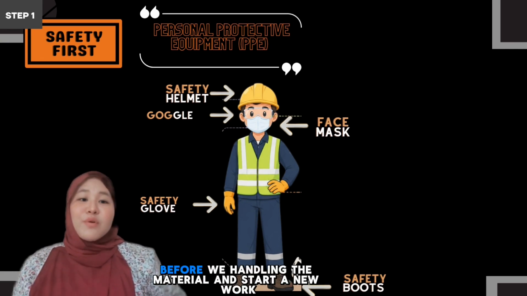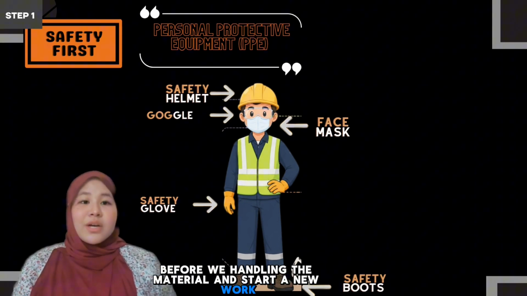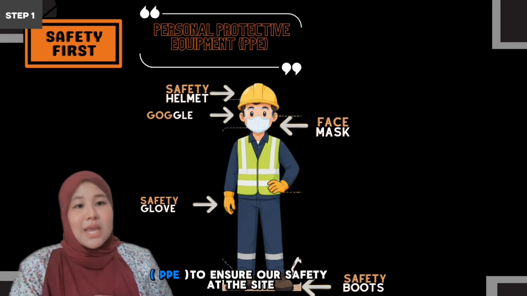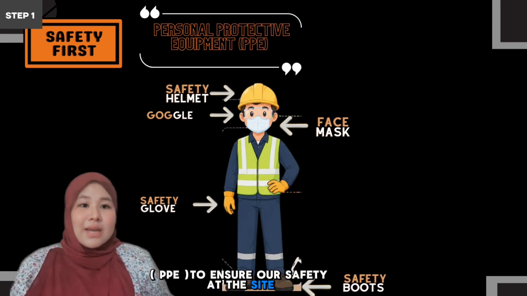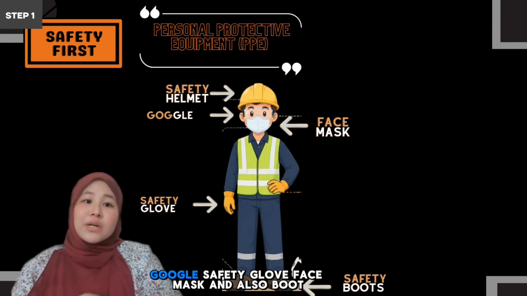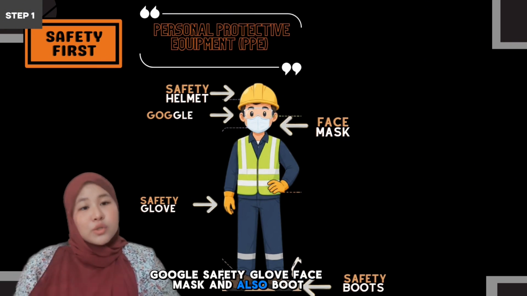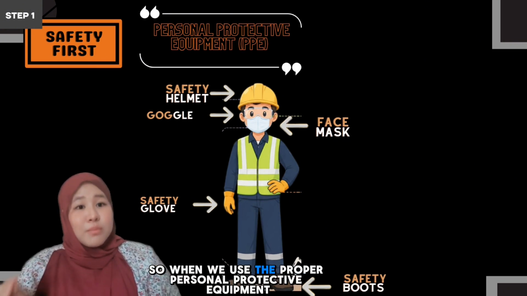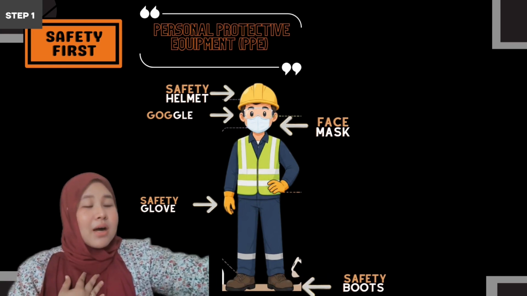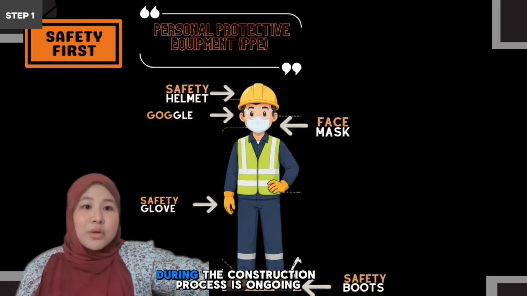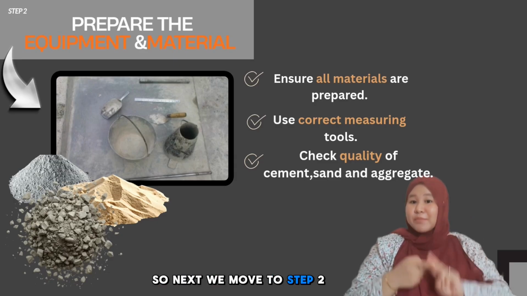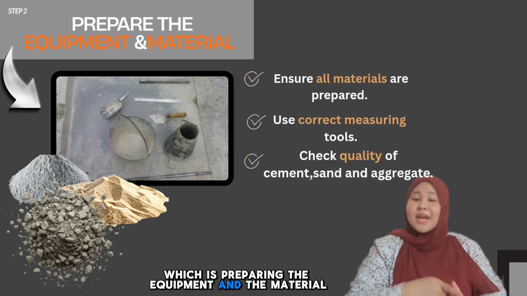We, as workers, before handling the materials and starting the work, must use the proper personal protective equipment, PPE, to ensure our safety at the site. The required PPE includes a safety helmet, goggles, safety gloves, face mask, and also boots. When we use the proper personal protective equipment, we can ensure ourselves protected from possible hazards while the construction process is ongoing. Next, we move to step 2, which is preparing the equipment and the materials.